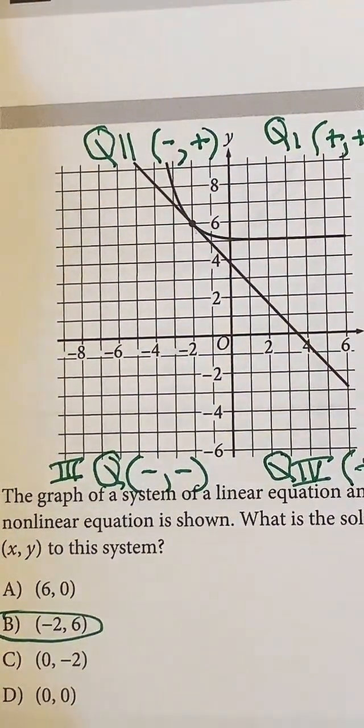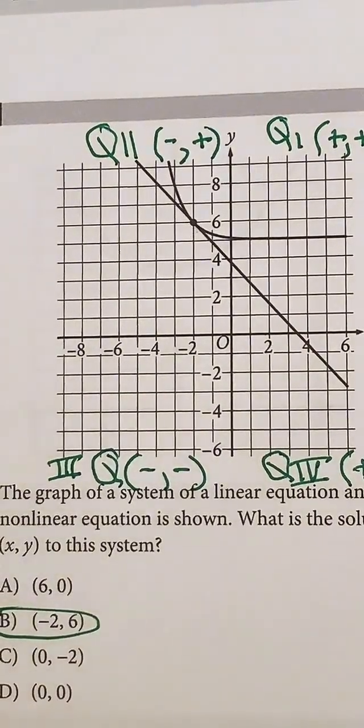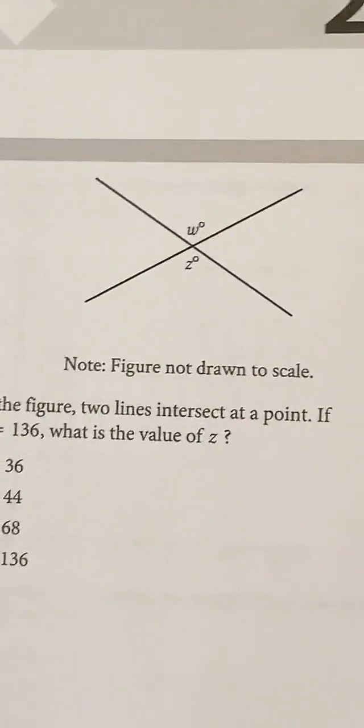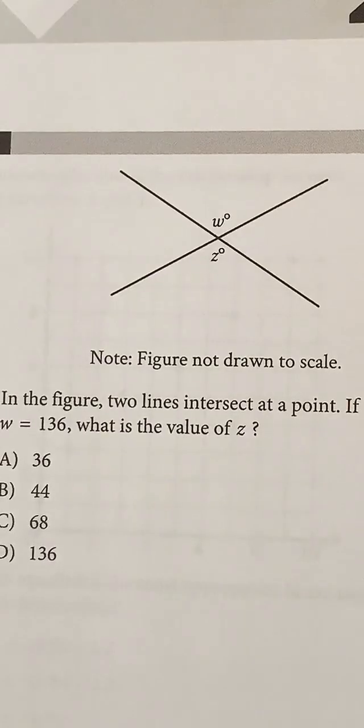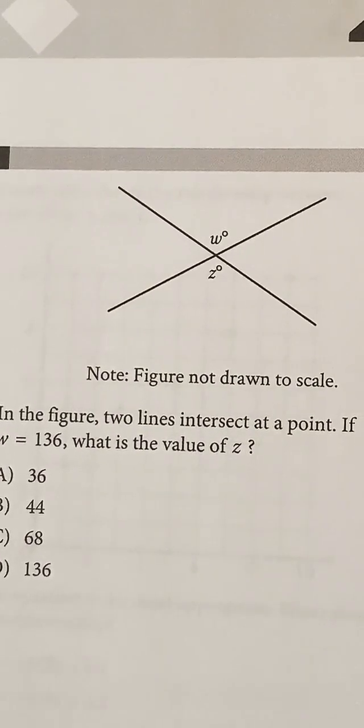All right. For number 4, let's see if we can get that going. All right. So number 4, in the figure, 2 lines intersect at a point. If W equals 136, what's the value of Z? Well, we got A, B, C, or D.